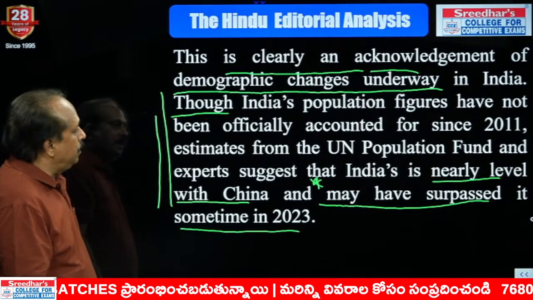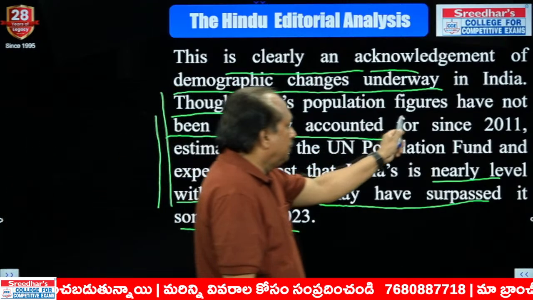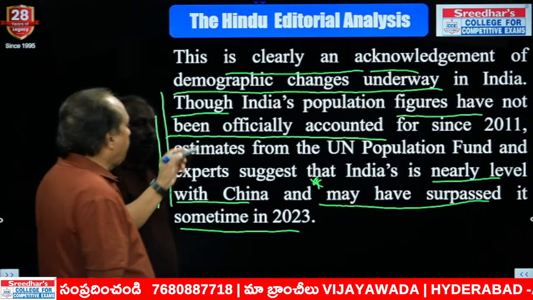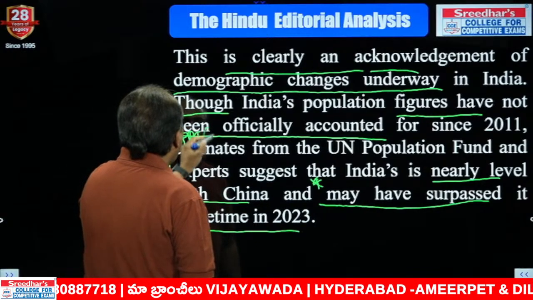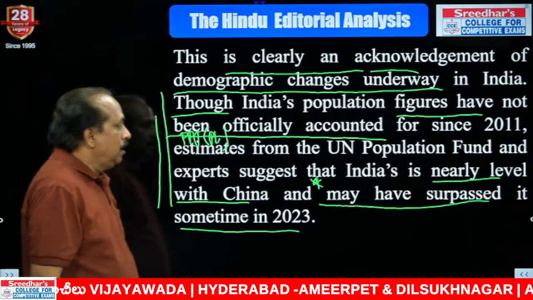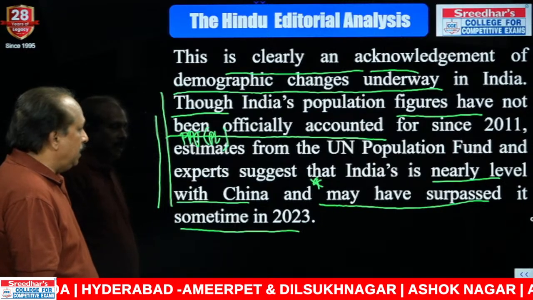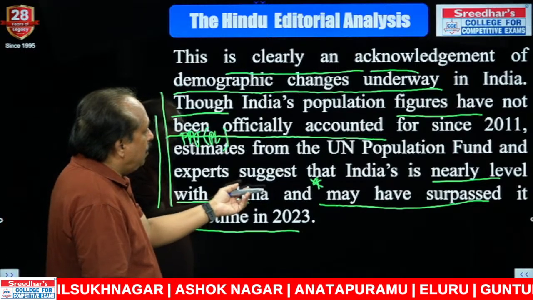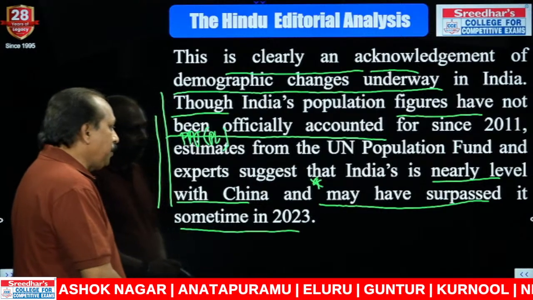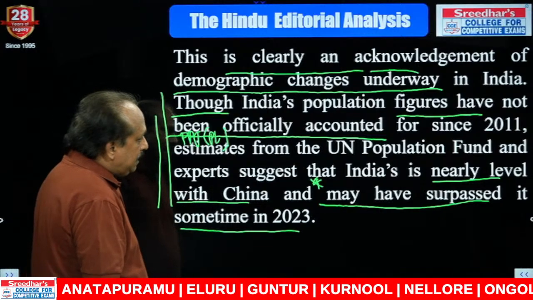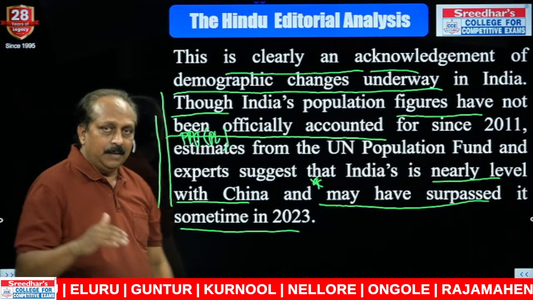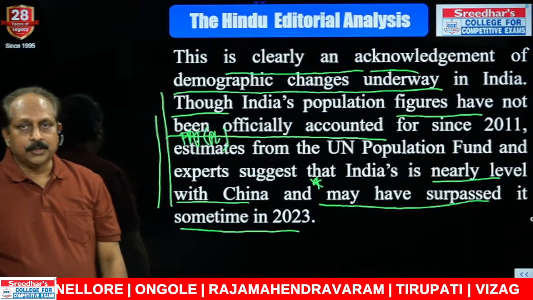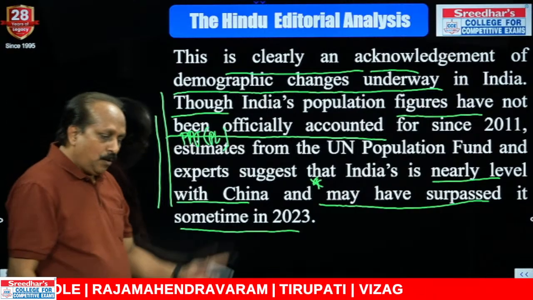Though India's population figures haven't been officially accounted for. Account for means to explain. And here, haven't been accounted for is in present perfect tense, passive voice, not active voice. Haven't been officially accounted for since 2011. Estimates from other sources. What are the other sources? From the UN Population Fund and experts suggest that India's population is nearly level with China, at the same level, and may have surpassed it sometime in 2023. May have crossed the population of China. There's one pattern here.